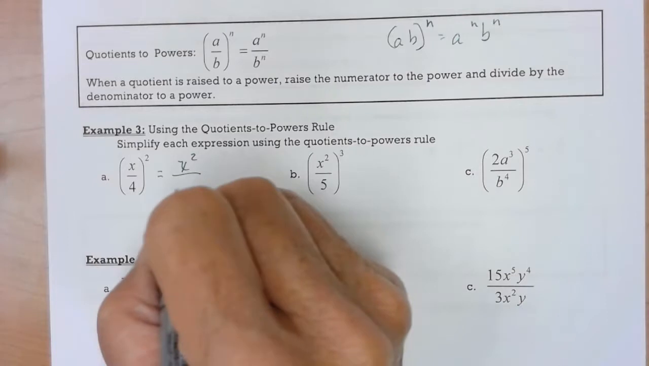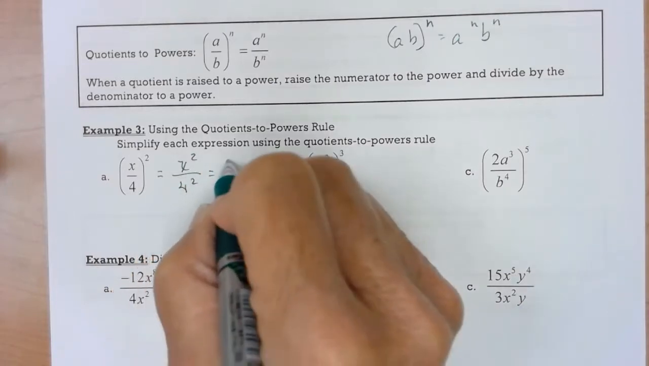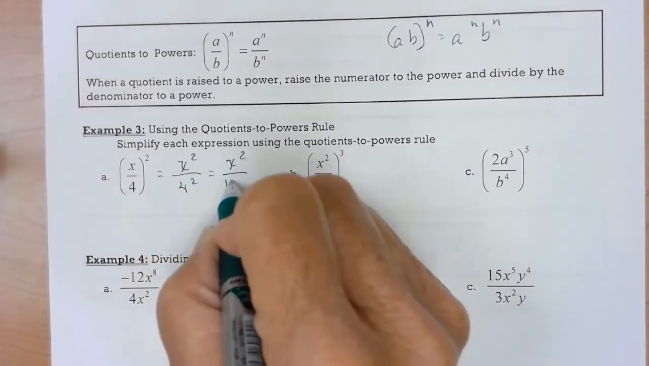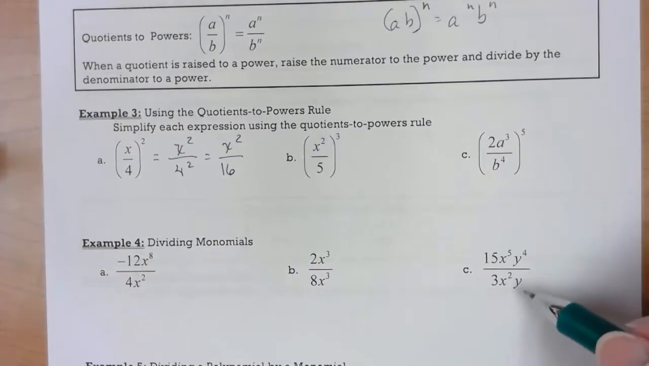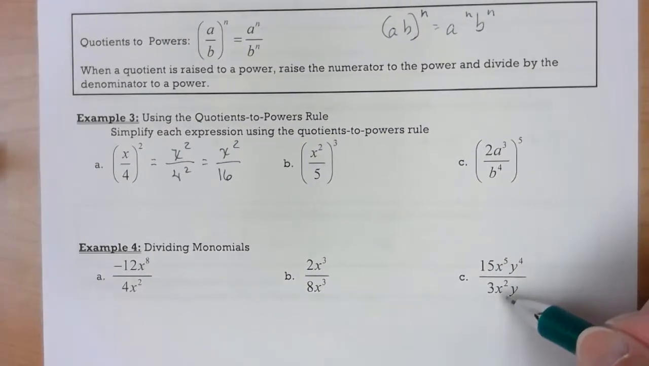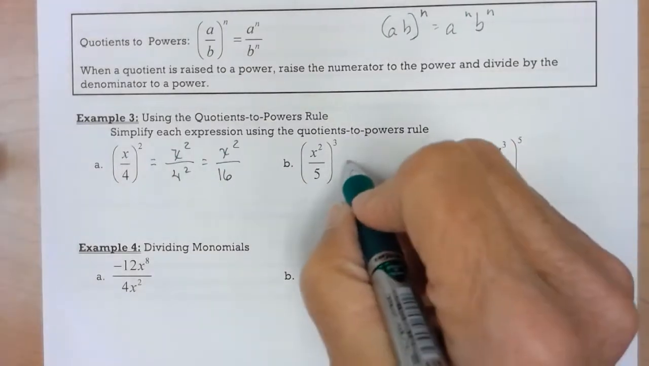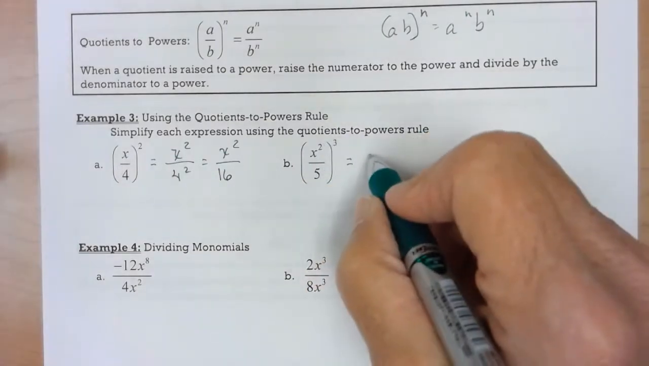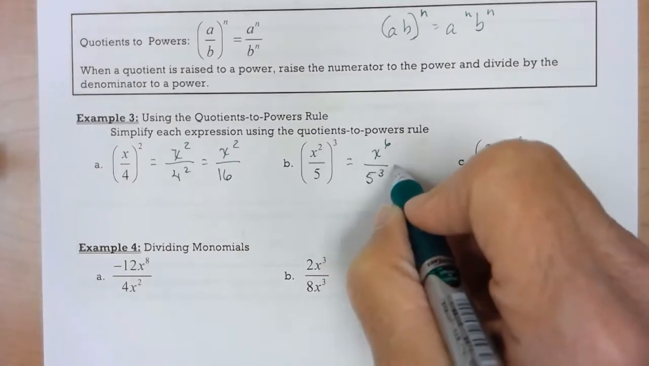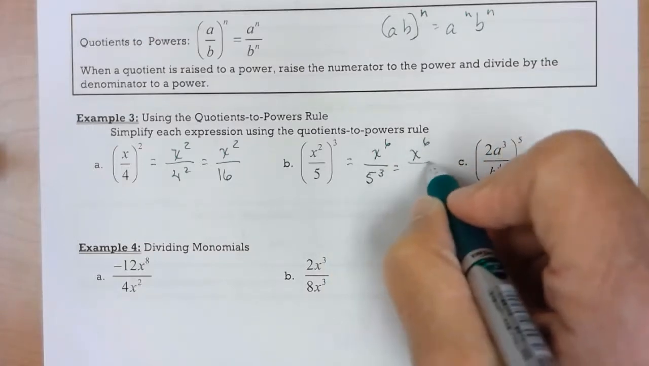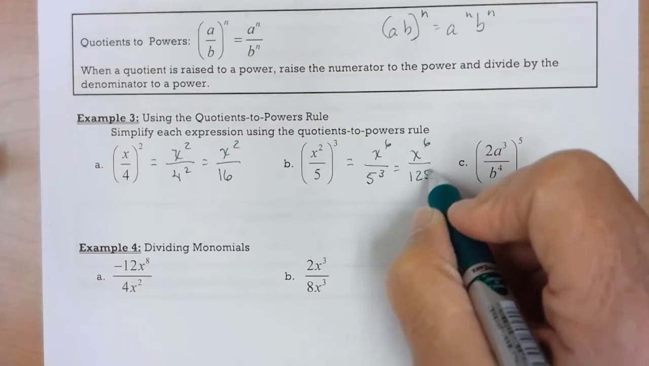4 squared. But anytime you have a numerical base, go ahead and find out what it is. So pause me. I want you to do the rest of these all the way down to the C, because you can do those. So 2 times 3, that would be x to the 6th over 5 to the 3rd. So x to the 6th over 125.